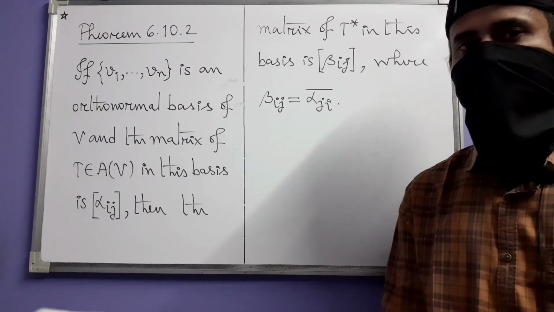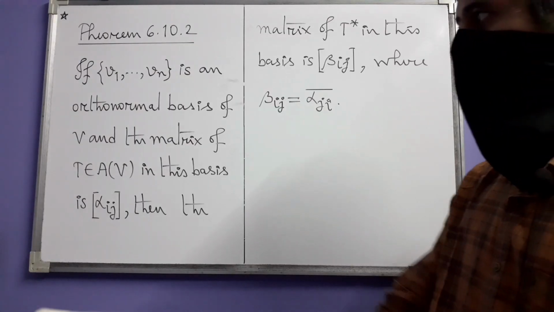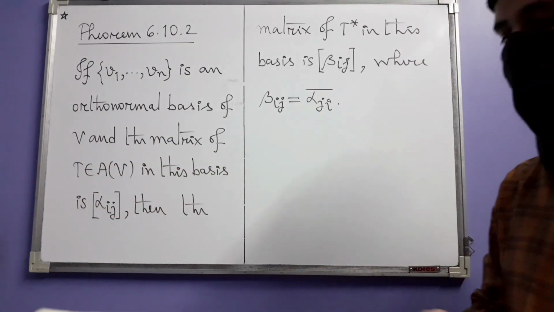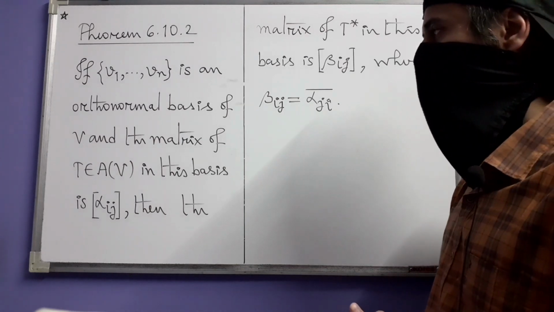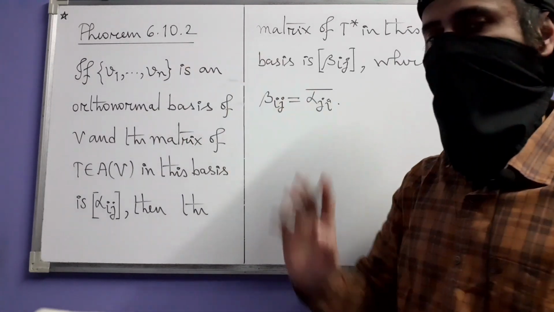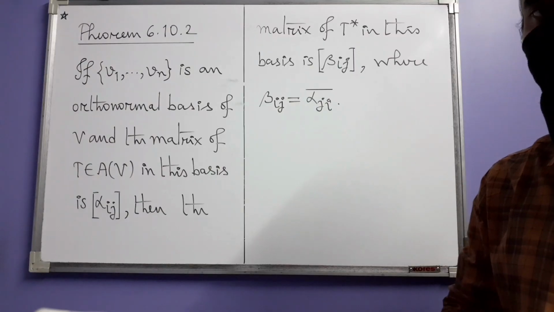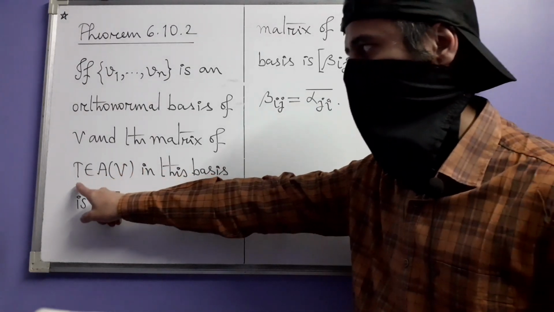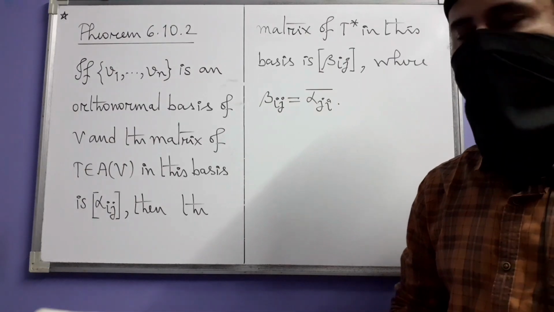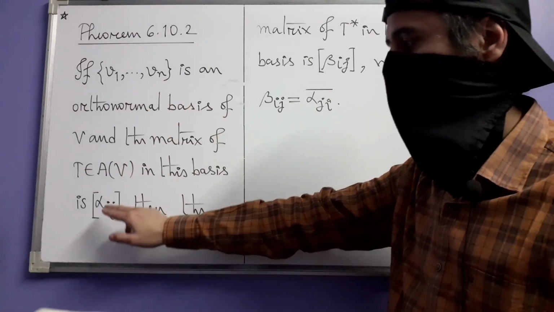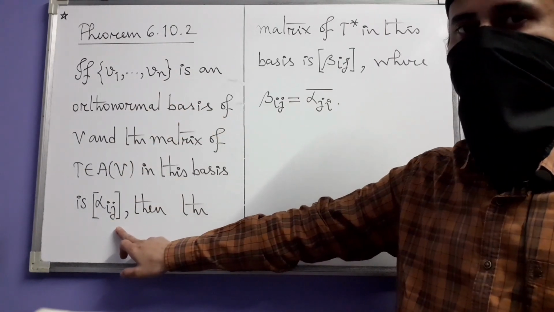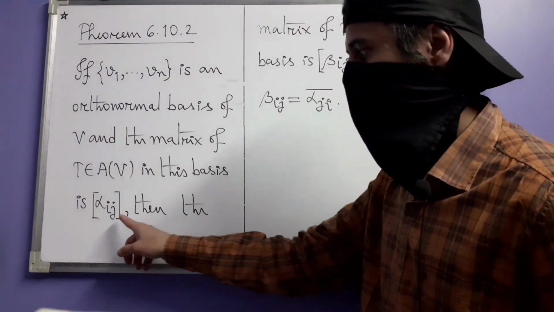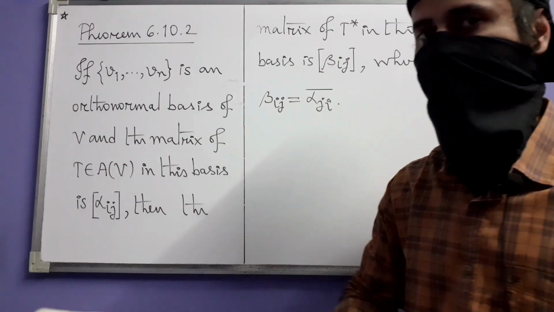Next, theorem 6.10(2). Suppose you have a finite dimensional inner product space again, because that's what we are considering here, which has this orthonormal basis consisting of these n vectors v_i, and say we have an operator T on V, and in this basis the matrix of T is this n by n matrix. You understand that it's an n by n matrix where the ith row jth column entry is alpha_ij.